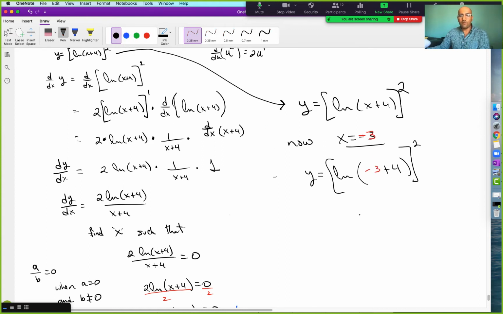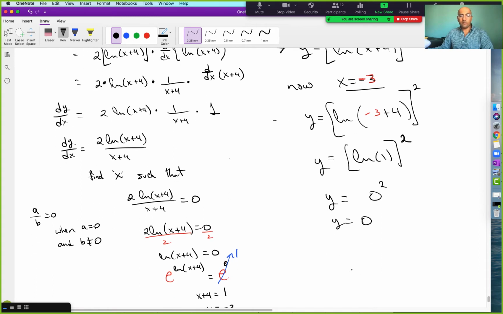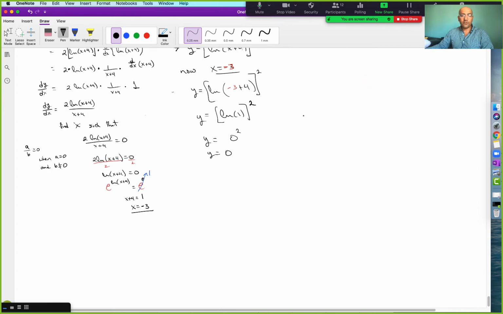So we end up with ln of 1, squared, equals y. Ln of 1 is 0. So this becomes 0 squared. So y equals 0. And we have our ordered pair. Right, so it matches our picture.